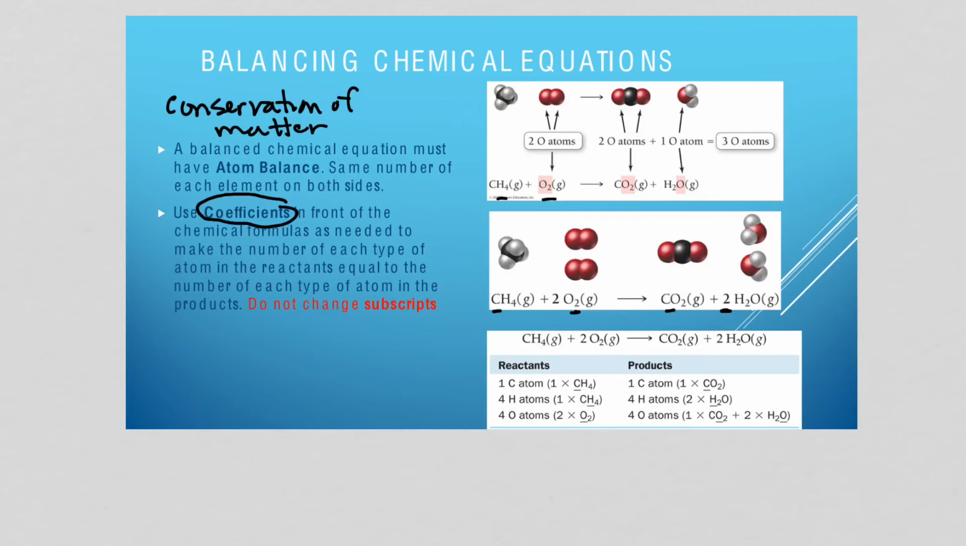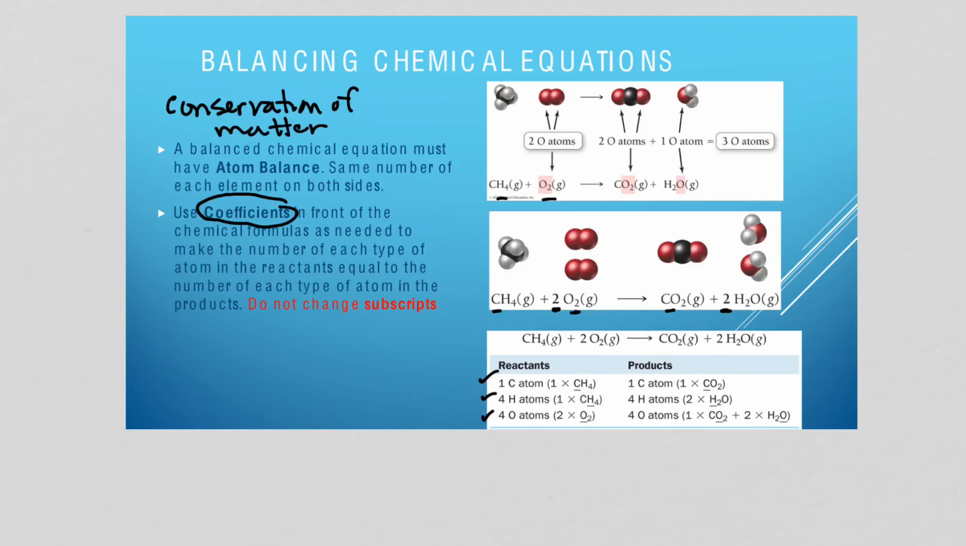Well, in this case, if we put a 2 in front of the O2, now we've balanced, right? Now we have 4 oxygen atoms on the reactant side to go along with our 4 oxygen atoms on the product side. And so by putting these coefficients in front of the oxygen and the water, we've balanced the equation so that we have 1 carbon atom on each side, we have 4 hydrogen atoms on each side, and we have 4 oxygen atoms on each side.